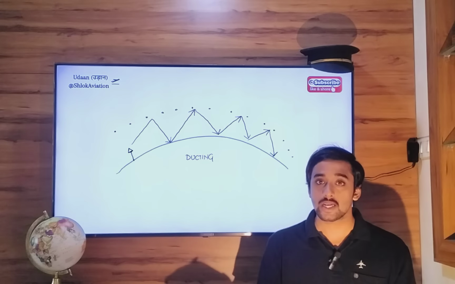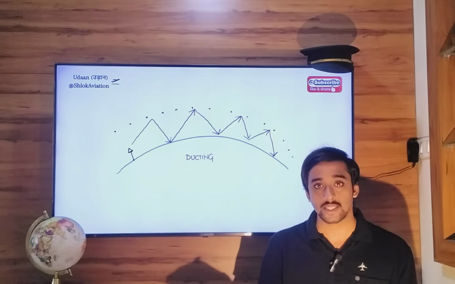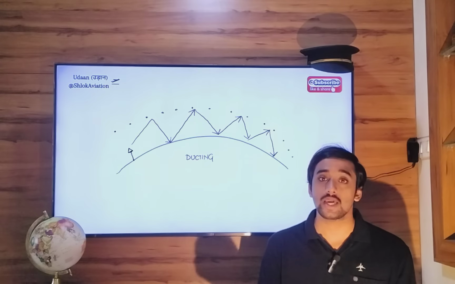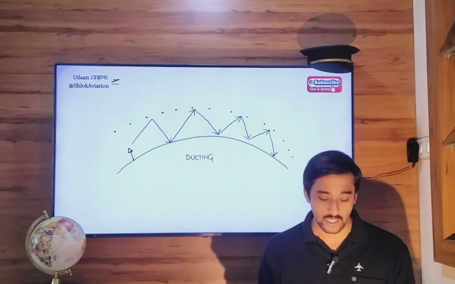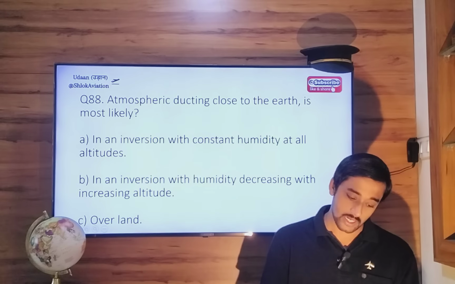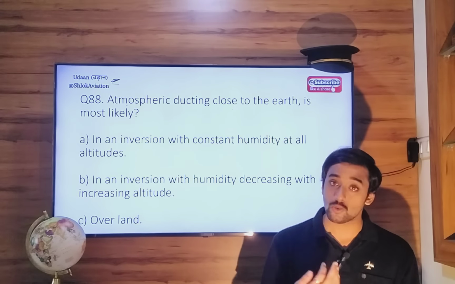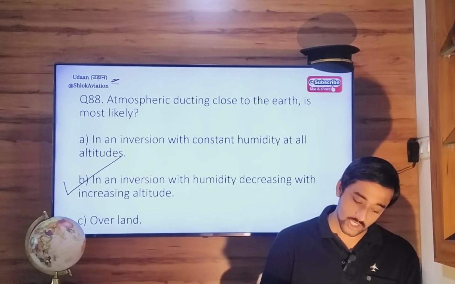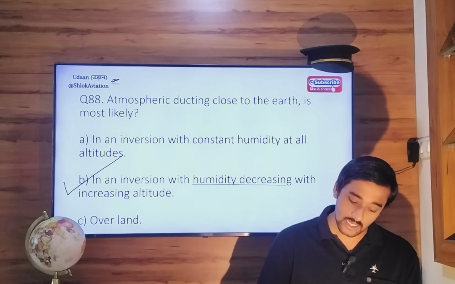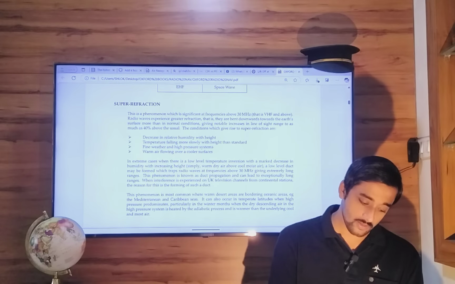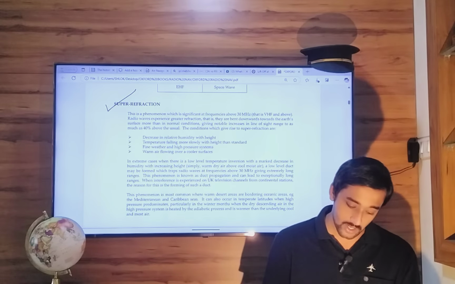The favorable conditions for ducting are: first, an inversion layer; second, humidity must decrease with increase in altitude. So atmospheric ducting close to the earth is most likely to happen in an inversion with humidity decreasing with increasing altitude. To mark some important points from this paragraph, super refraction is nothing but ducting.